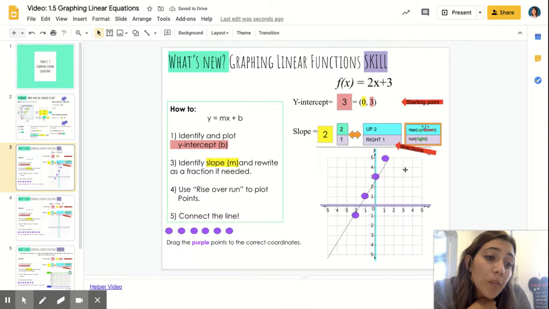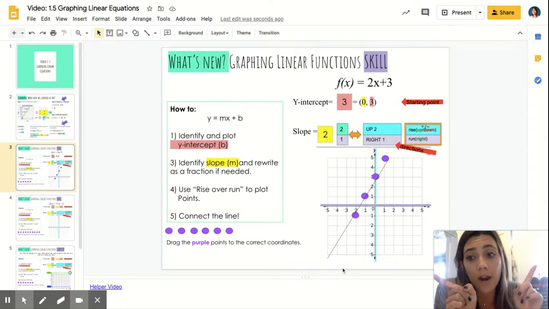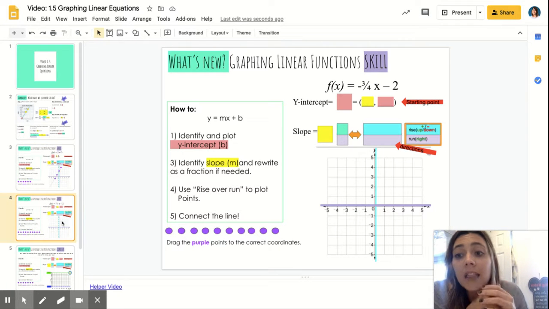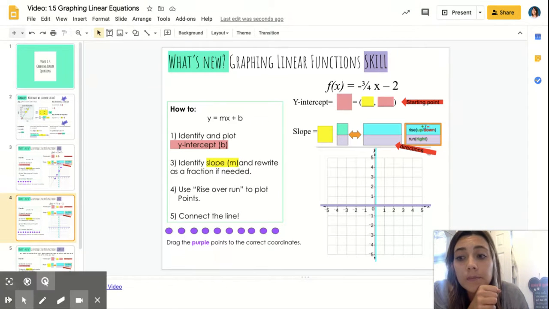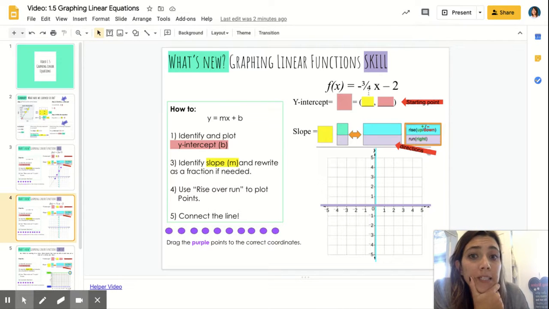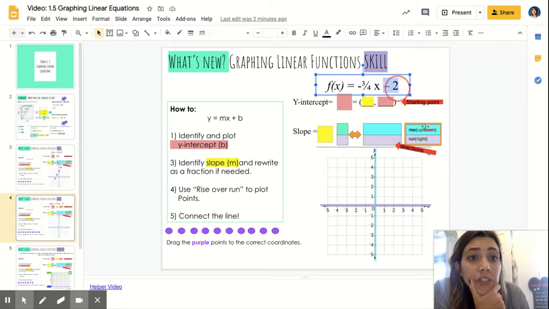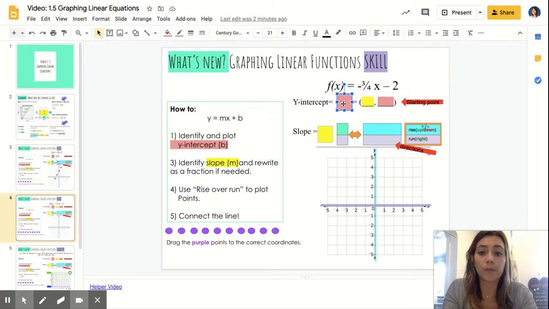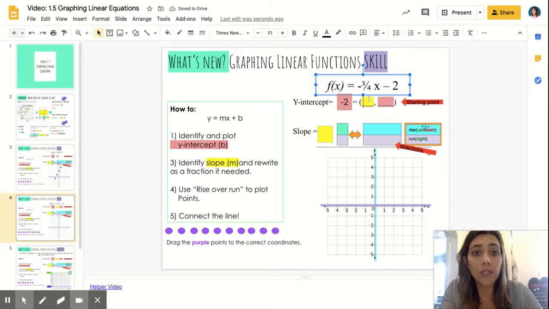Now, we didn't talk about this before, but we want to practice extending those lines all the way to the edge of the graph. So let's practice that this time. All right, let's do one more of these. So which one of these numbers is my y-intercept? Let's start there. My y-intercept is -2 because it's the one without the x. So in this case, it's 0 and -2.